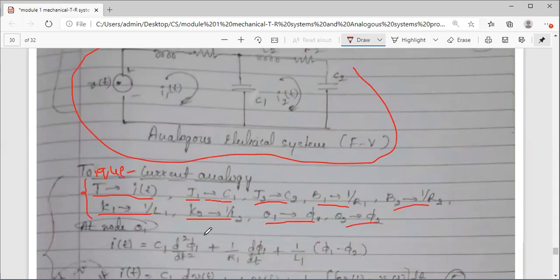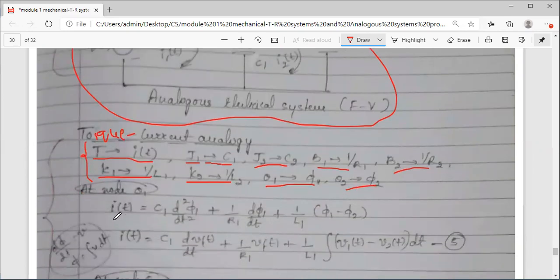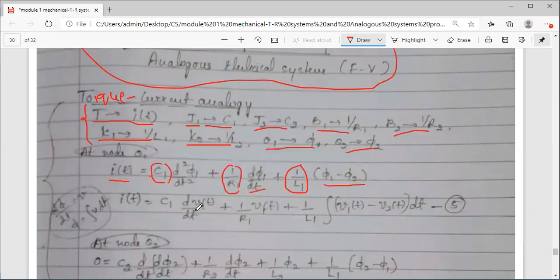Now writing the equations for the theta 1 and theta 2 nodes. First equation, I have replaced the torque with the current I of t equals J1. J1 is C1 d by dt square of phi 1, which is actually theta 1, plus B1, which is 1 by R1, d by dt of theta 1, which is phi 1, plus K1, which is 1 by L1, theta 1 minus theta 2, which is phi 1 minus phi 2. So the analogous quantities I have replaced.